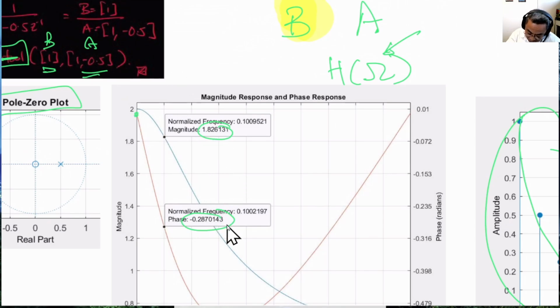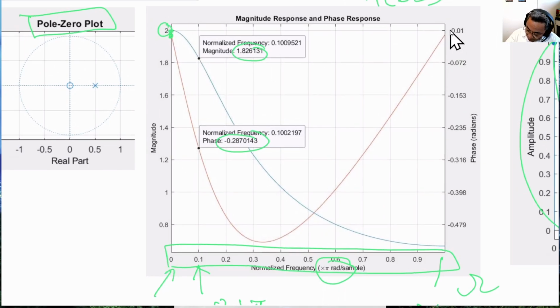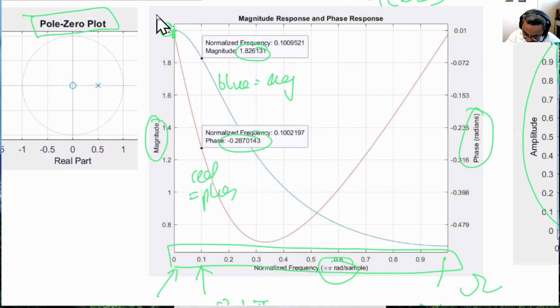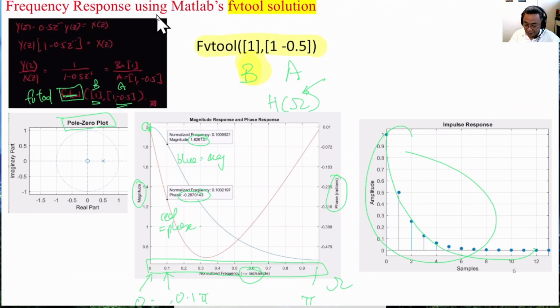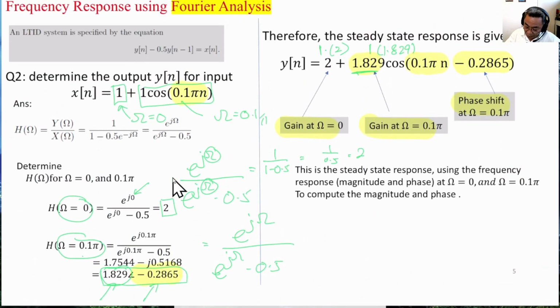Then of course we have this: the magnitude is 2 at frequency 0 and the phase is 0. The axis here is for the phase, and this axis here is for the magnitude. Blue is the magnitude and the red one is the phase. So what I've done now is go through how to use the freqz tool, so that you can check your results against your working using the previous approach of Fourier analysis. That's it. Thank you.